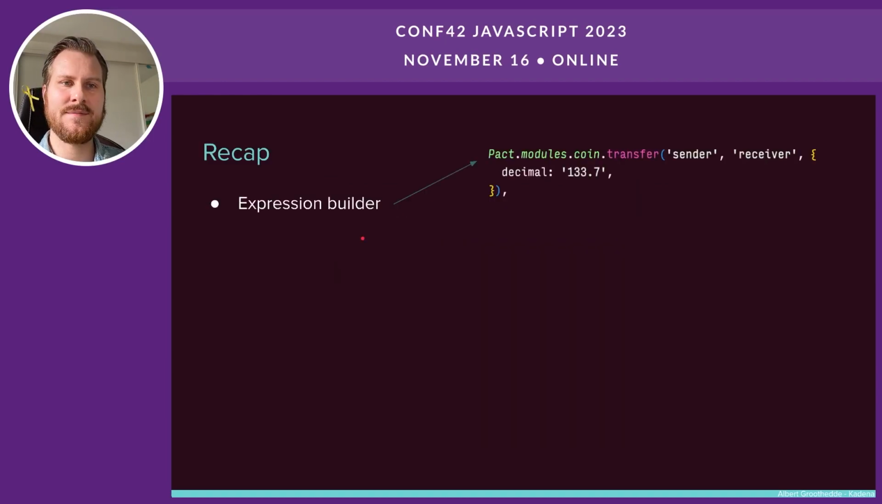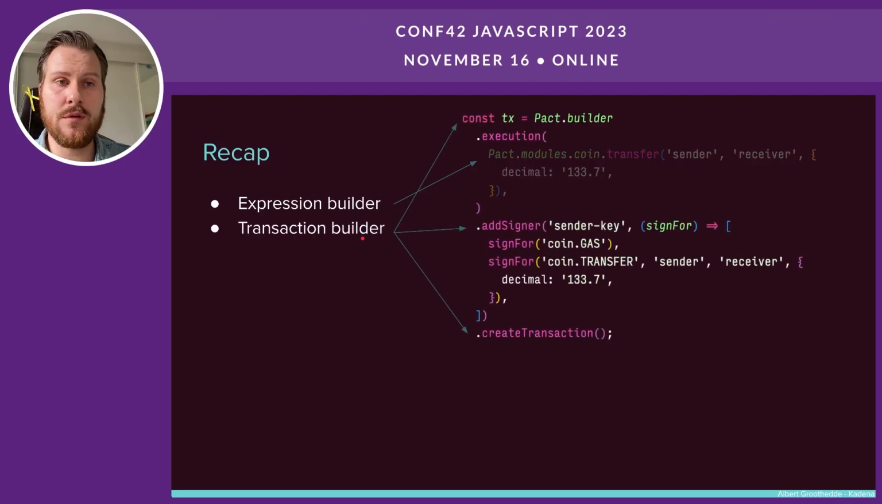Beautiful. So let's make a quick recap. So the first thing that we built was an expression builder. So we create an expression builder to create pact expressions in a type-safe manner by extracting the defs from the smart contract. Then we have a transaction builder.